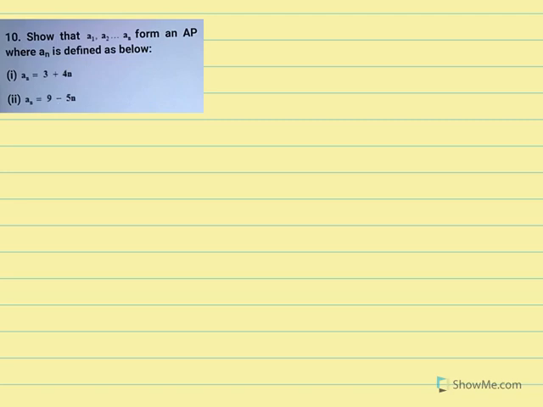Show that a1, a2, an form an AP where an is defined as below. So in the first one, the an is given as 3 plus 4n. We must know, is it an AP? To find the first term, I will put n equal to 1. So that means a1 equal to 3 plus 4. Wherever there is n, I will put 1. And this works as 7.